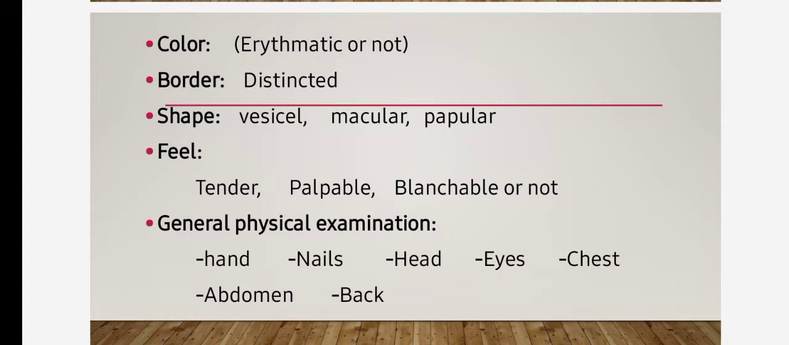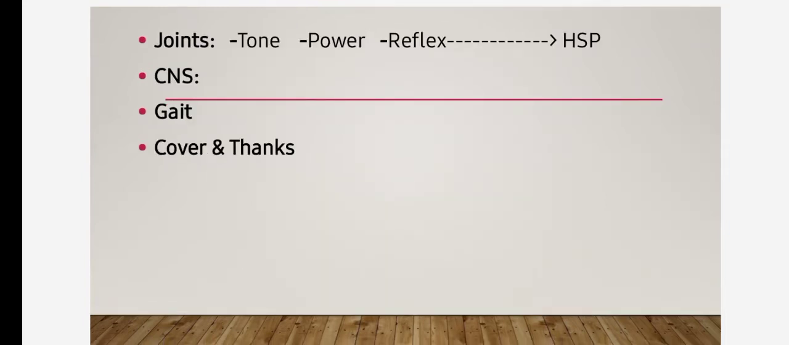Also look in the mouth to see any petechiae over the hard palate, and gums for von Willebrand factor, then chest, and then examine the abdomen for any tenderness in case of Henoch purpura. Check for hepatosplenomegaly, check buttocks and then legs. Then later do the joint examination, and tone, power, reflexes, which can be affected in case of HSP. Then do the gait examination, then cover the patient and say thanks to the patient.